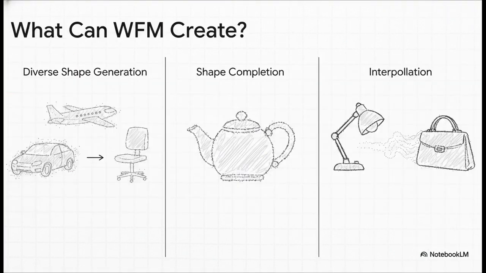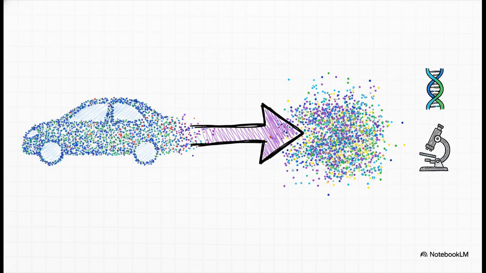And the results are, well, they're stunning. WFM can generate these highly realistic and diverse 3D models of cars, chairs, airplanes, you name it. But it can also do some incredible things, like completing a full 3D object when you only give it a partial view. Or, and this is wild, it can smoothly morph one object into another, like literally transforming a lamp into a handbag. But what's truly exciting here, and this is where it gets really interesting, is that this method isn't just for making cool computer graphics.